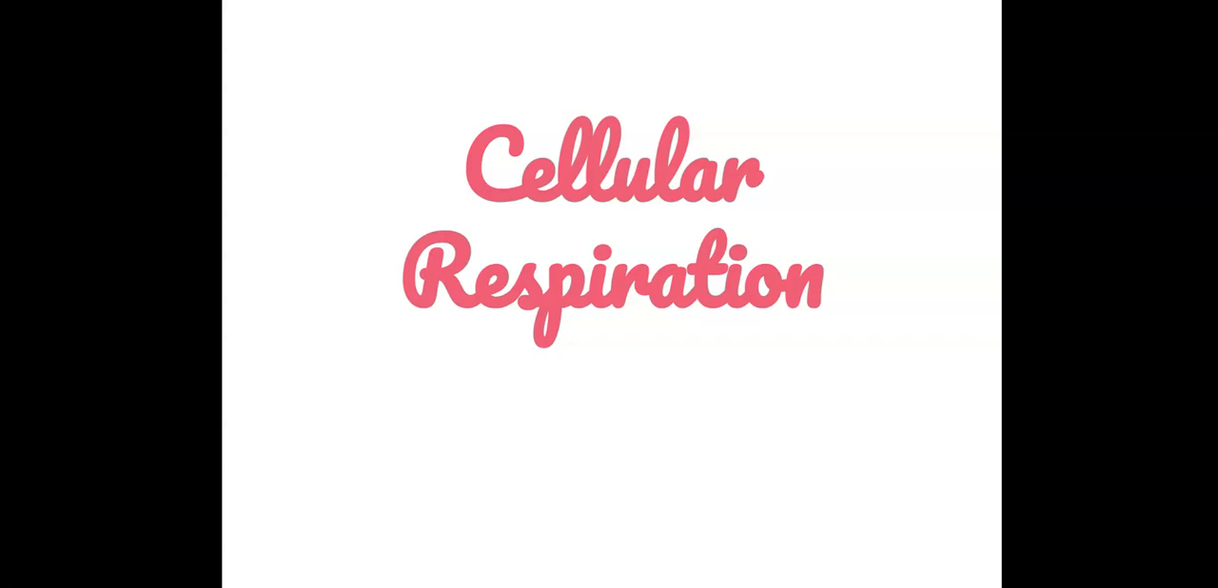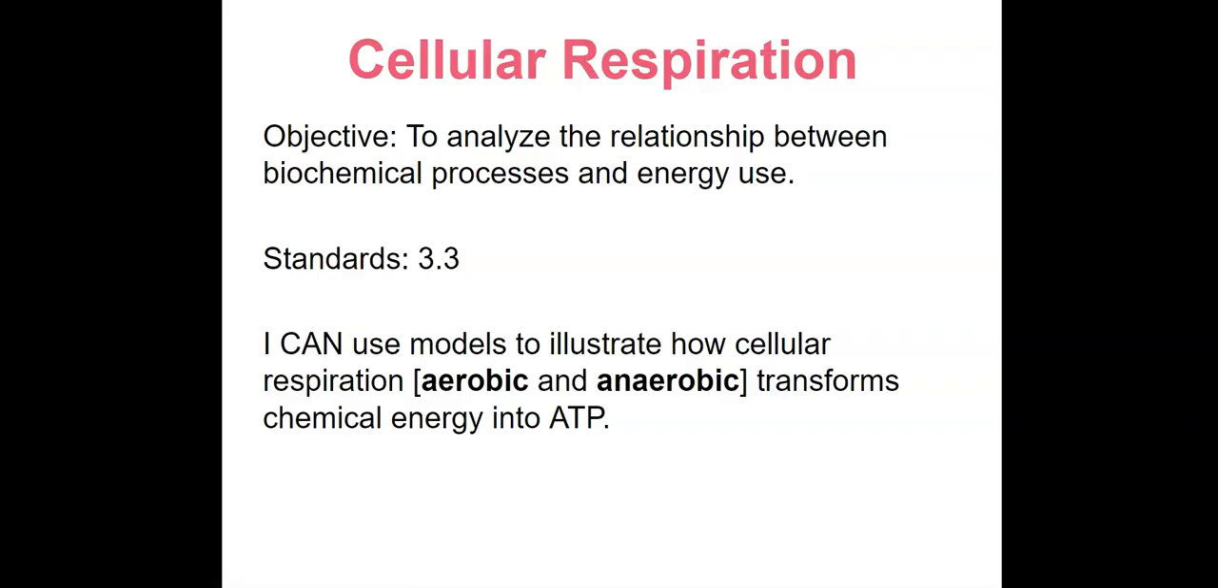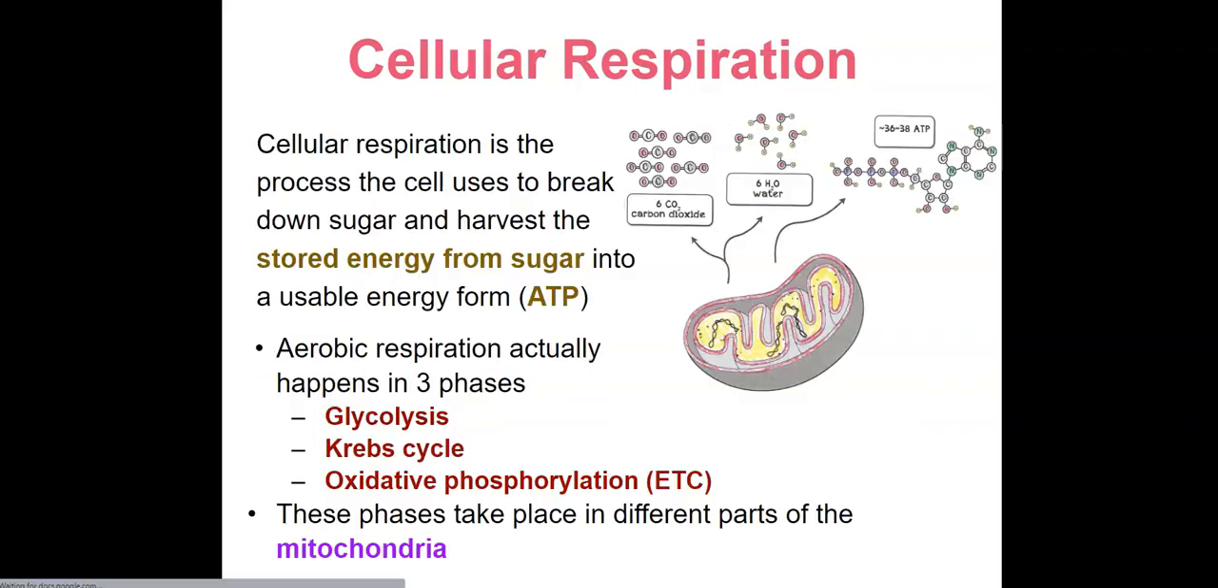Hey there, in this lesson we are going to talk about cellular respiration. So our objective for this lesson is to analyze the relationship between biochemical processes and energy use, and by the end of this lesson you should be able to use models to illustrate how cellular respiration, both aerobic and anaerobic, transforms chemical energy into ATP.